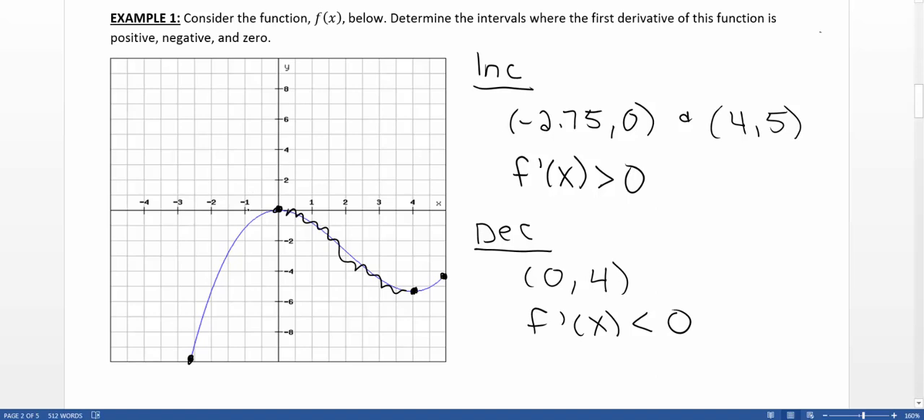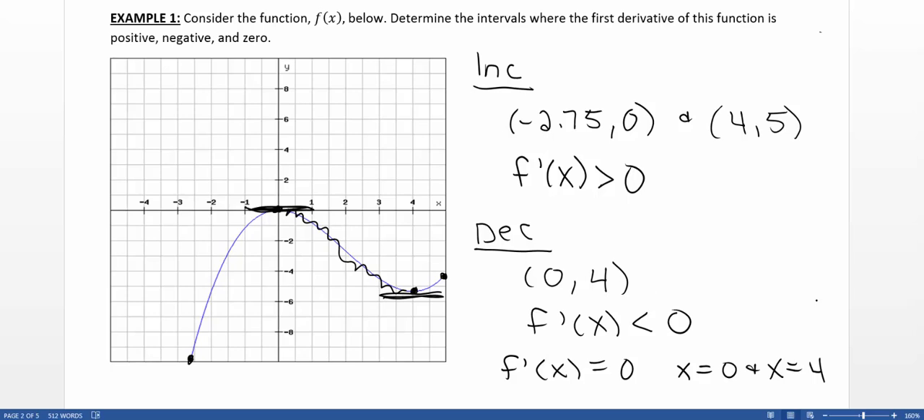And we said we're going to be 0 when the function is constant or where we have horizontal tangent lines. So that means we are going to have the first derivative equals 0 when x equals 0 and x equals 4. So again, that's the place where we change from increasing to decreasing or decreasing to increasing. And again, those are places we have horizontal tangent lines. So now we've determined where the first derivative of this function is positive, negative, and 0.